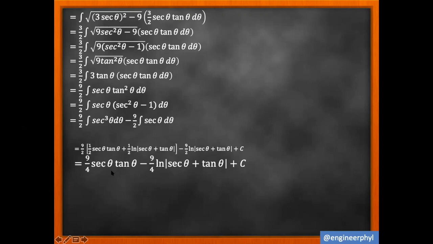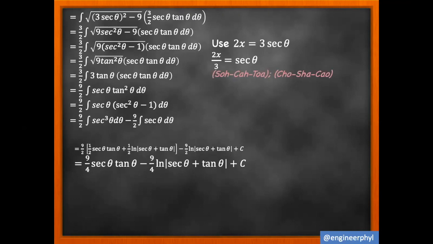Okay, so now we need to bring back, or change, the variable theta to variable x, and that is through our substitution. We have used 2x equal to 3 secant theta. So we have to draw a triangle again. That's the idea here. We always draw a triangle for us to be able to determine the value of secant and tangent. So here, 2x equal to 3 secant theta. We divide both sides by 3, and we have secant theta equal to 2x over 3.